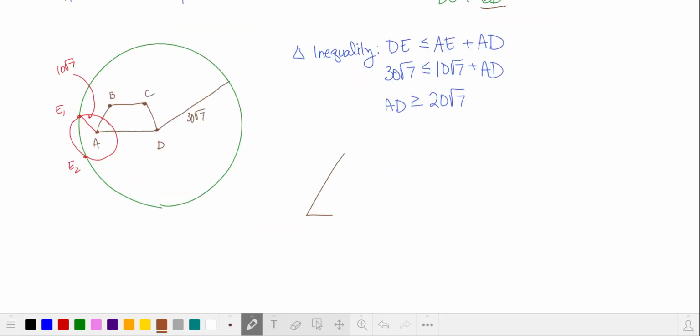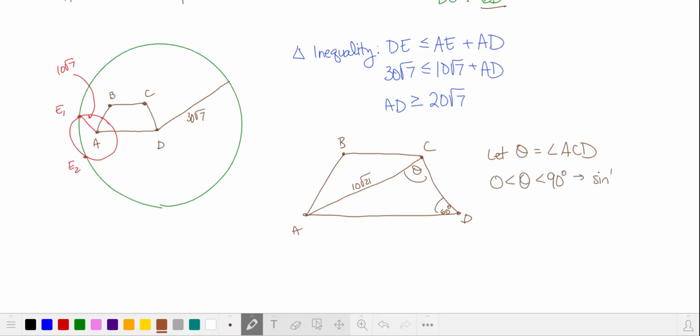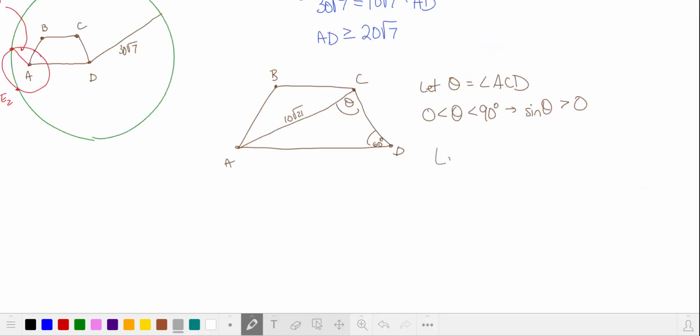Let's draw this isosceles trapezoid again. We have this 60-degree angle down here at vertex D. If we let theta be this angle here up top, theta is going to be acute, so its sine will be positive, and we'll use the law of sines on triangle ACD.